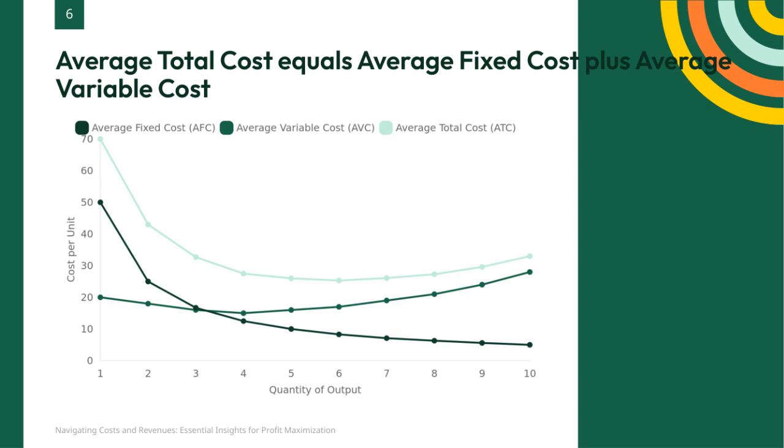The average total cost line is the sum of the fixed and variable costs at each output level. It follows a U-shaped curve, falling initially as fixed costs spread out, reaching a minimum point, and then rising as variable costs increase. This relationship is essential for understanding how businesses manage production costs to optimize efficiency and pricing strategies.